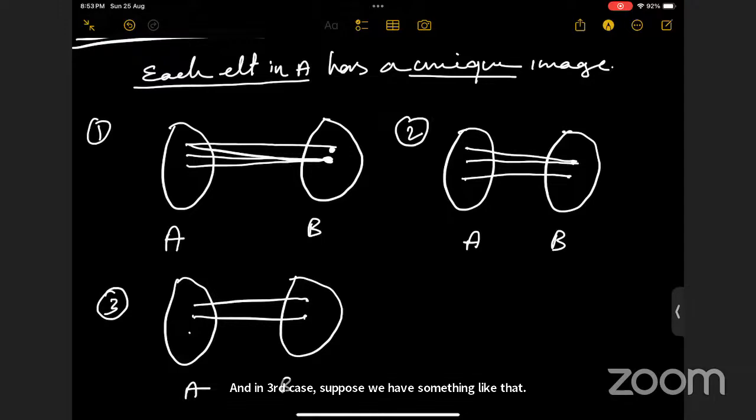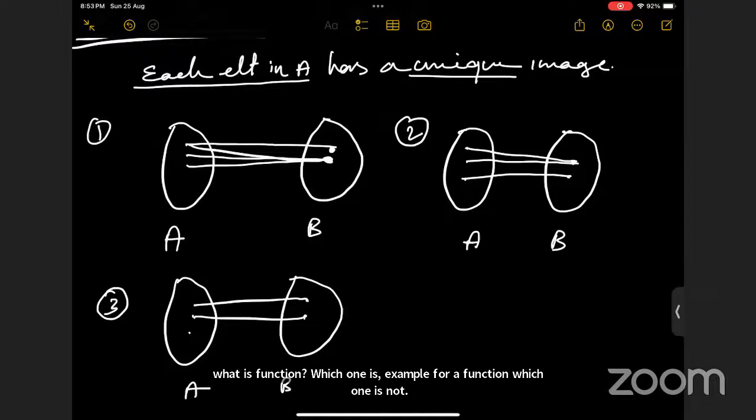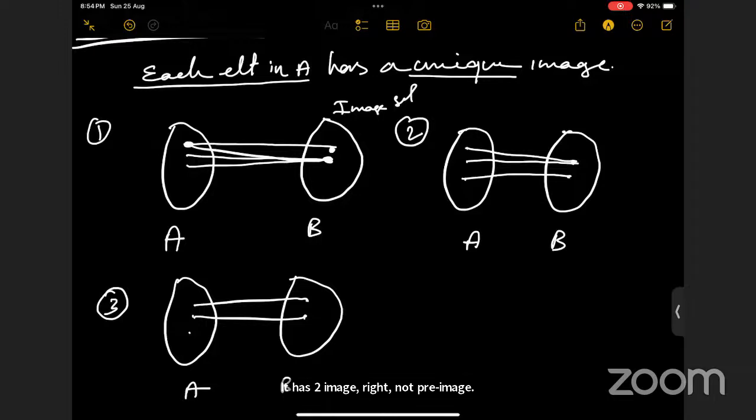So what is function? Which one is an example for a function? Which one is not? Only 2 is a function. 1 and 3 are not functions. Okay, let us discuss one by one. What about 1? It's not a function. Why? Because the first element is mapped to two elements in B. It has 2 images, right? Not pre-image. This is the image set. So the first element has 2 images here, right? So this is not a function.